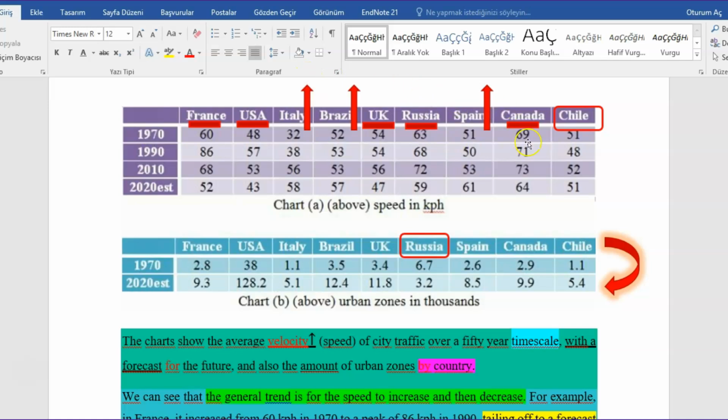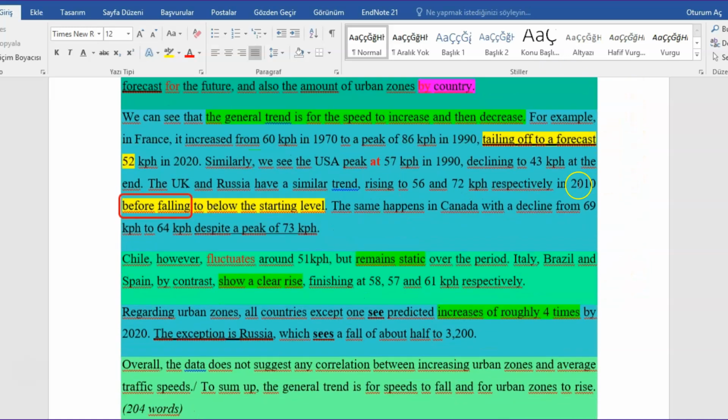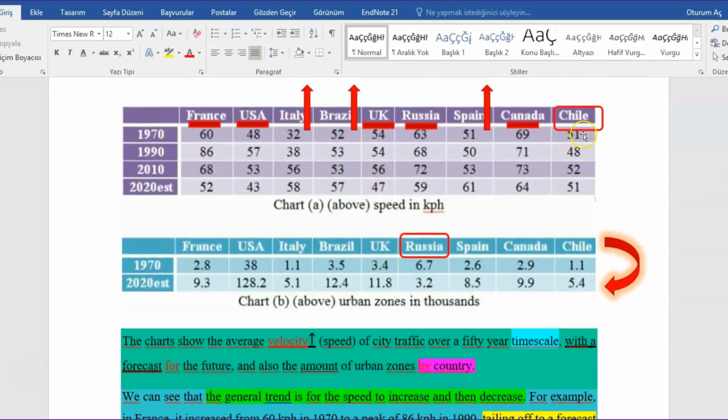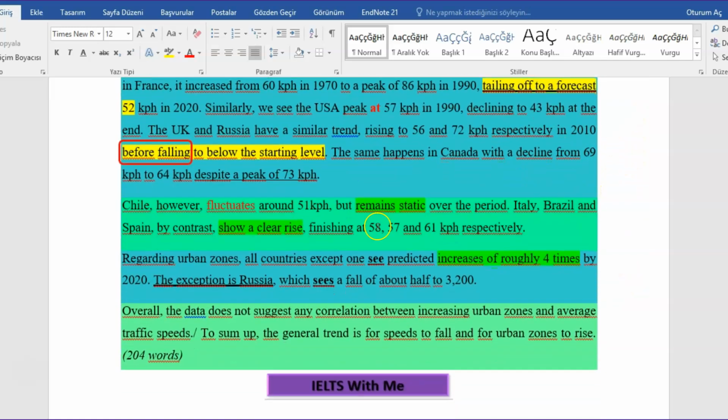Okay, actually we talked about the decrease and increase pattern, but we have to talk about Chile as well. Chile, however, I want to show that something here is a different pattern, and we have one exception. Chile fluctuates around 51 kph. Decrease, increase, decrease again. We have fluctuation. It fluctuates around 51 kph, but remains static over the period.